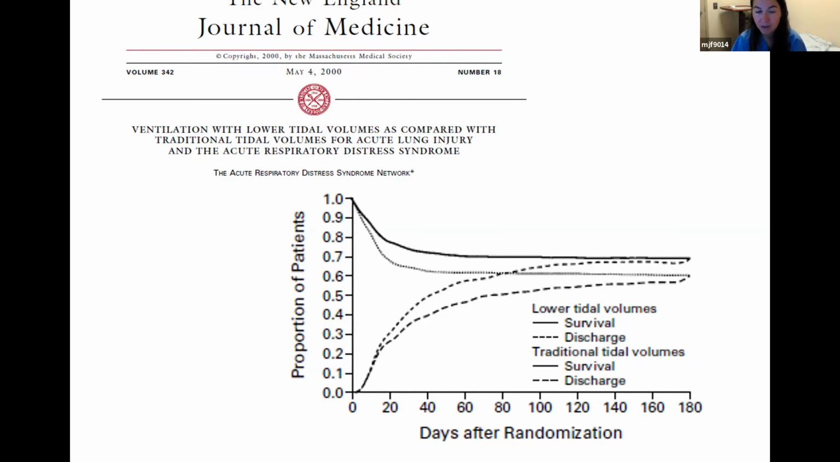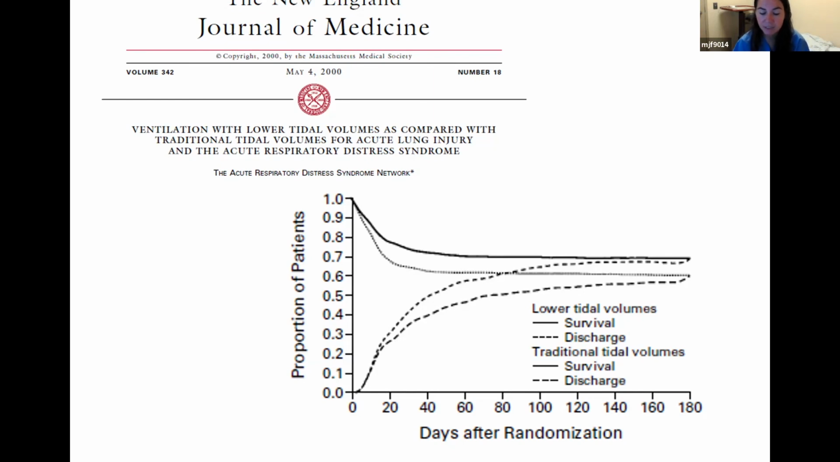So that's important. If you're setting these people up with their vent settings, you want to use their predicted body weight. And so you would use their height, and there's like a chart you can look at that will tell you what 6 cc's per kg is based on that. And then a goal plateau pressure of 30 or less. And this study did show a mortality benefit for the low volume group, albeit it was a modest improvement, but it was a statistically significant mortality benefit.